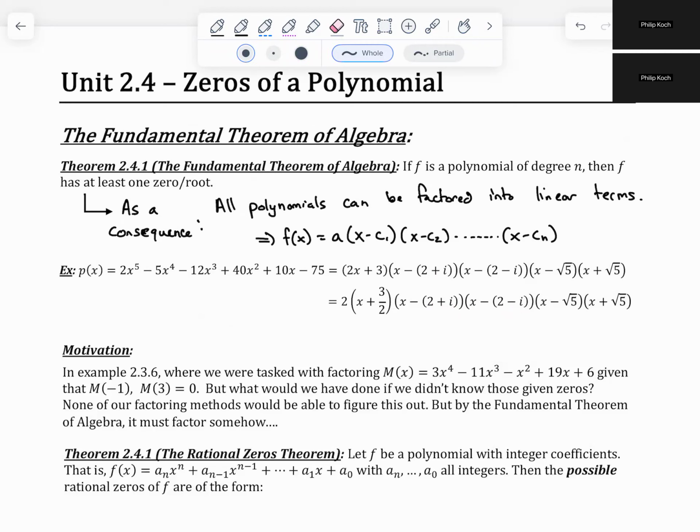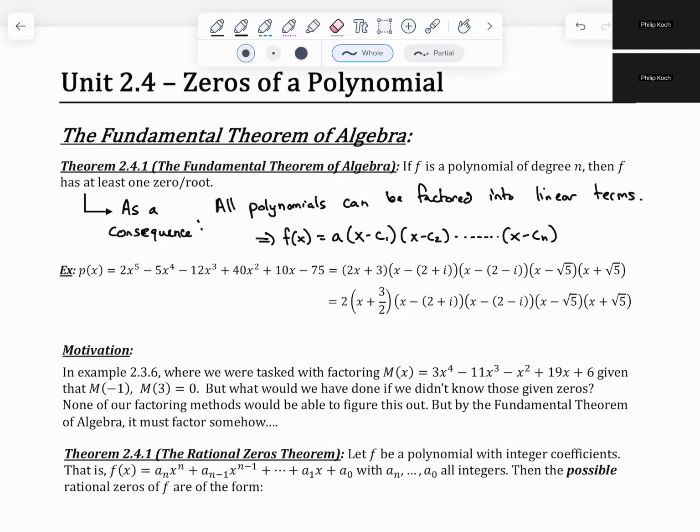The reason why I bring this up, though, is that when we were tasked with factoring m of x equals 3x to the fourth minus 11x cubed minus x squared plus 19x plus 6, we were given the fact that m of negative 1 and m of 3 equaled 0. But what if we weren't given that information? How would we be able to find it? How would we be able to factor it? The fundamental theorem of algebra tells us that there is some way to do it, and so there must be something that we can figure out.